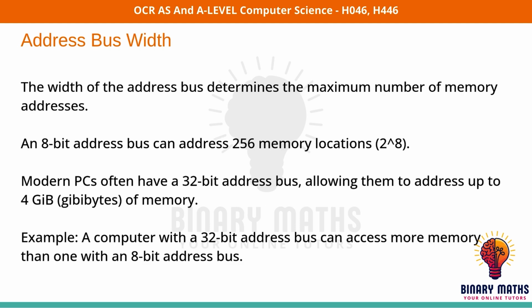The width of the address bus determines how many memory addresses the CPU can access. An 8-bit address bus can address 256 memory locations. Modern computers often have a 32-bit address bus, allowing them to address up to 4 gigabytes of memory. This means a computer with a 32-bit address bus can access significantly more memory than one with an 8-bit address bus, enabling it to handle larger data sets and more complex applications. The address bus width is crucial for applications requiring large amounts of memory, such as databases and high-resolution graphics.